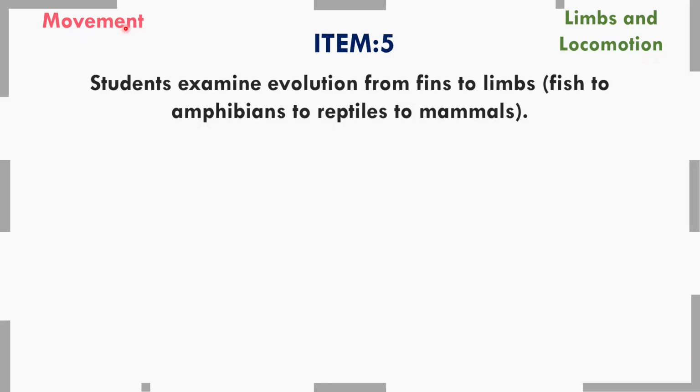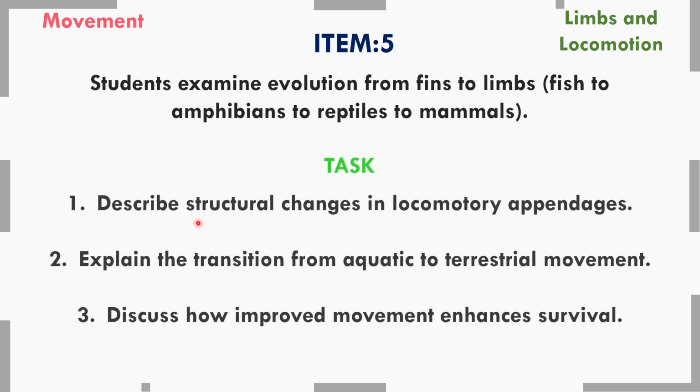Let's now look at movement, emphasizing limbs and locomotion. Item 5. Students examine evolution from fins to limbs, fish to amphibian to reptile to mammals. Describe structure changes in locomotory appendages. Explain the transition from aquatic to terrestrial movement. Discuss how movement enhances survival.